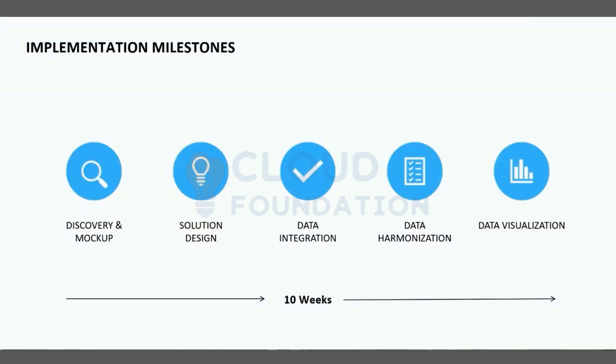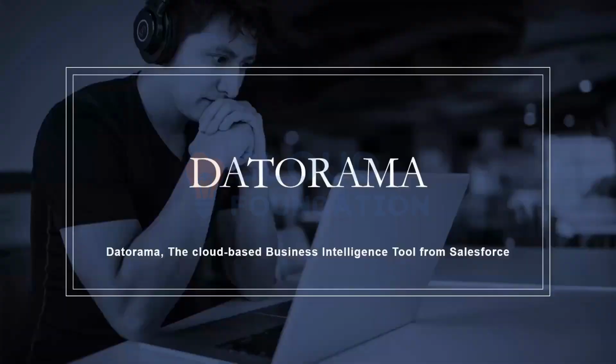So harmonization also comes with something like classifications, which help you with normalizing all these aspects and have a smoother harmonization. And we talked about visualization, so let's not spend much time on that. Datorama is a cloud-based business intelligence tool from Salesforce. So let's go ahead.